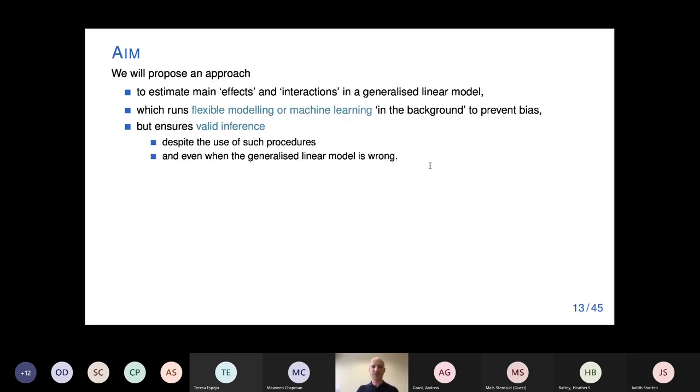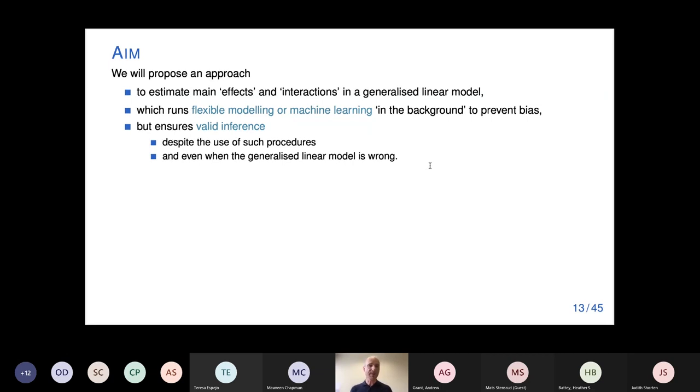So this is a bit of an overview of the approach that we will attempt to develop. We'll propose an approach basically to estimate main effects and interaction parameters in a generalized linear model. It's going to make use of flexible modeling strategies or machine learning in the background, if you like, in order to prevent bias. But the inference that we will provide is going to be valid in spite of the use of these data adaptive modeling strategies, these very flexible strategies where we try to learn the model based on data and where the model is not pre-specified.